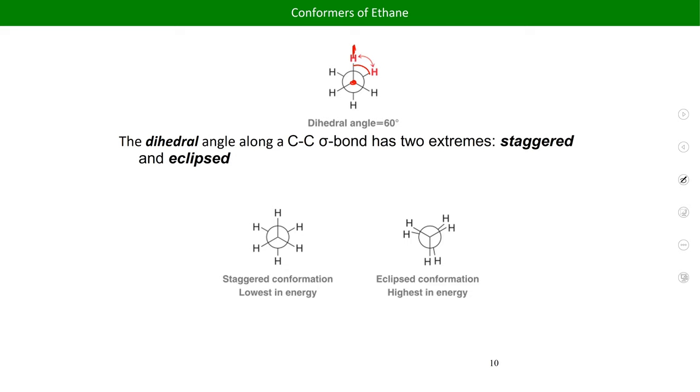And lowest in energy, most stable, is always going to be staggered. Eclipsed is always going to be highest in energy. And that kind of makes sense, because if you think about the eclipsed conformation, it's not only going to be higher in energy, it's going to be a transition state. Go back to your definition of potential energy surfaces from back in Gen Chem.